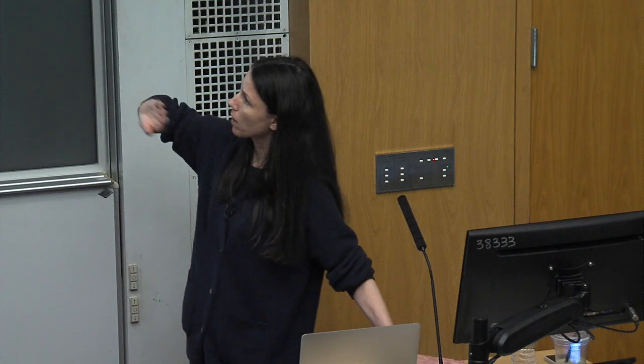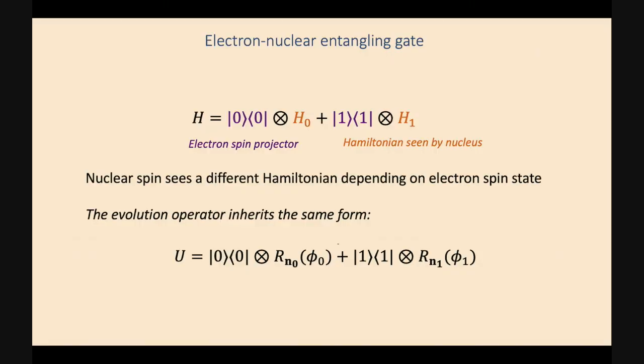That means that when I look at what type of evolution it can create in time, the evolution is basically exponentiating this Hamiltonian operator. It will inherit the form of the Hamiltonian. So this conditional form will be transferred to the evolution of this system. And this is kind of nice because it's the way we think of conditional logical gates in quantum computing and quantum technologies in general.